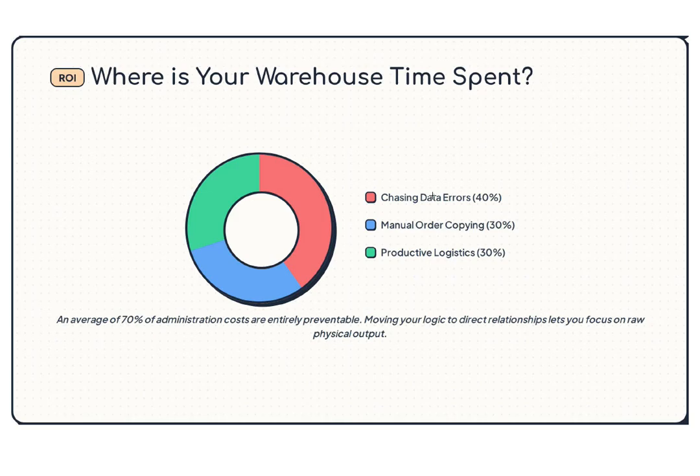And of course, the warehouses' time spent chasing errors is like 40%. Manual order copy is like 31%. And productive logistics is 30%. Look how low that is. It should be higher than the 40%. An average of 70% of administration costs are entirely preventable. Moving your logic to direct relationships lets you focus on more physical stuff.